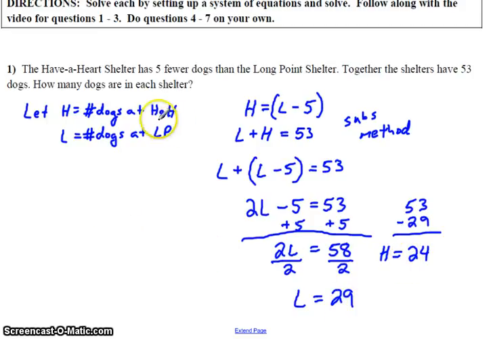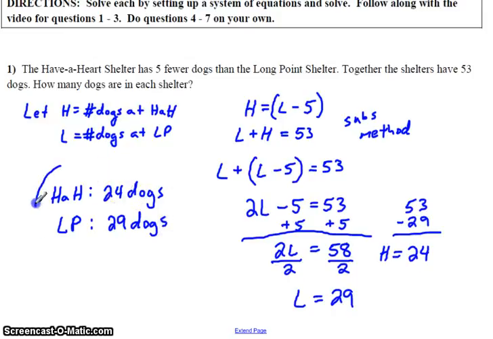So to answer the question, we don't want to just leave it as L and H because it didn't ask for L or H. It asked us a real question with a sentence here. So how many dogs at each shelter? I'm going to say the Have a Heart has 24 dogs. And the Long Point is 29 dogs. And that is my answer.